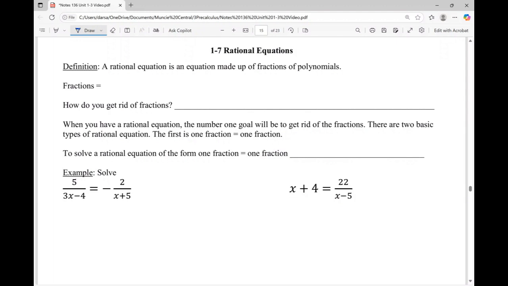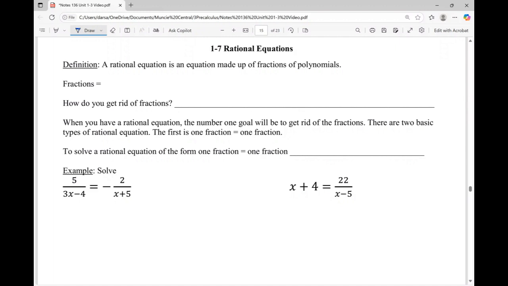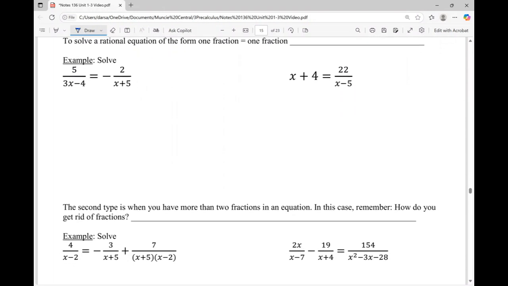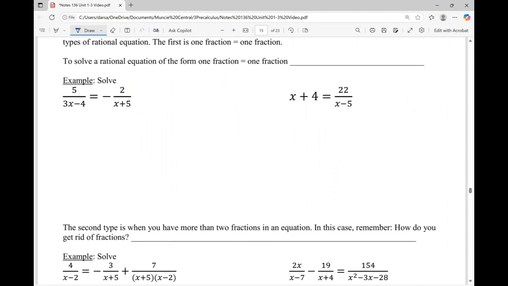The first kind of rational equation that we're going to learn how to simplify is when you have one fraction equal to one fraction. The simplest way to do these problems is to do what is called cross multiply. Now, I want to be cautious here because cross multiplication can only work if you have a fraction equal to a fraction. In that case, you may cross multiply. It's just a shortcut way of clearing the denominators.